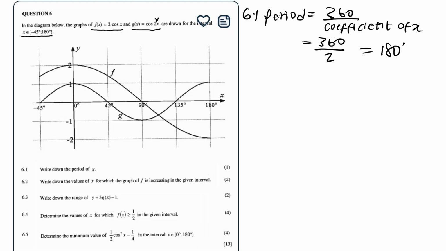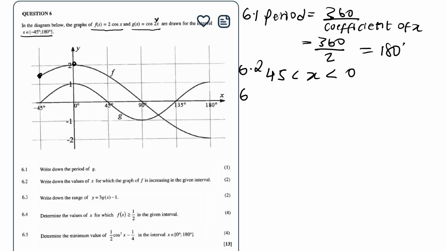Now 6.2. Write down the values of x for which the graph of f is increasing in the given interval. So it is from here to here. Therefore we can write that as -45° ≤ x ≤ 0°.